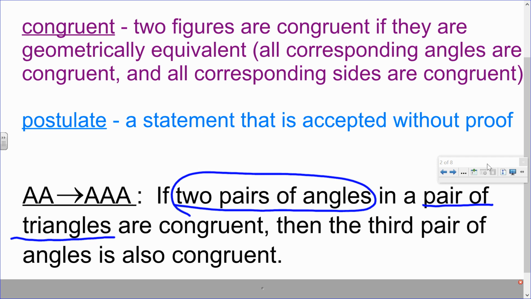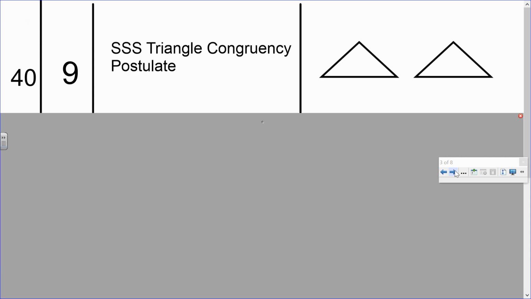Callum, you remember a different one? SSS, so all of the sides. And then there was one more, and this one has 4 things in it, Shane. AAAS. So let's get our pictures down of how that works and refresh our memories.